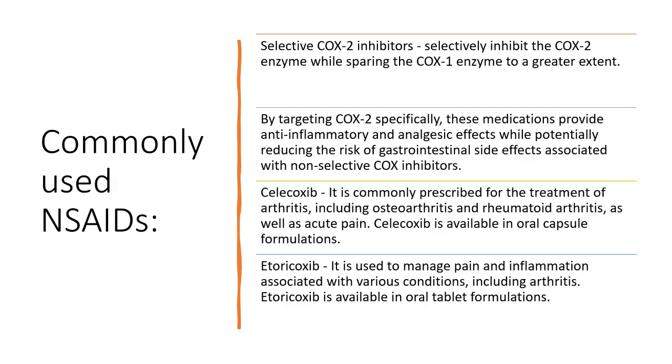Now, let's discuss two commonly prescribed selective COX-2 inhibitors. First up, celecoxib. This medication is frequently used for managing arthritis, including osteoarthritis and rheumatoid arthritis, as well as for relieving acute pain. Celecoxib comes in convenient oral capsule formulations. Next, we have atorvastatin. Similar to celecoxib, atorvastatin is employed to alleviate pain and inflammation associated with various conditions, including arthritis. It's available in oral tablet formulations for easy administration. These selective COX-2 inhibitors offer a targeted approach to pain management, providing relief while potentially minimizing certain side effects.